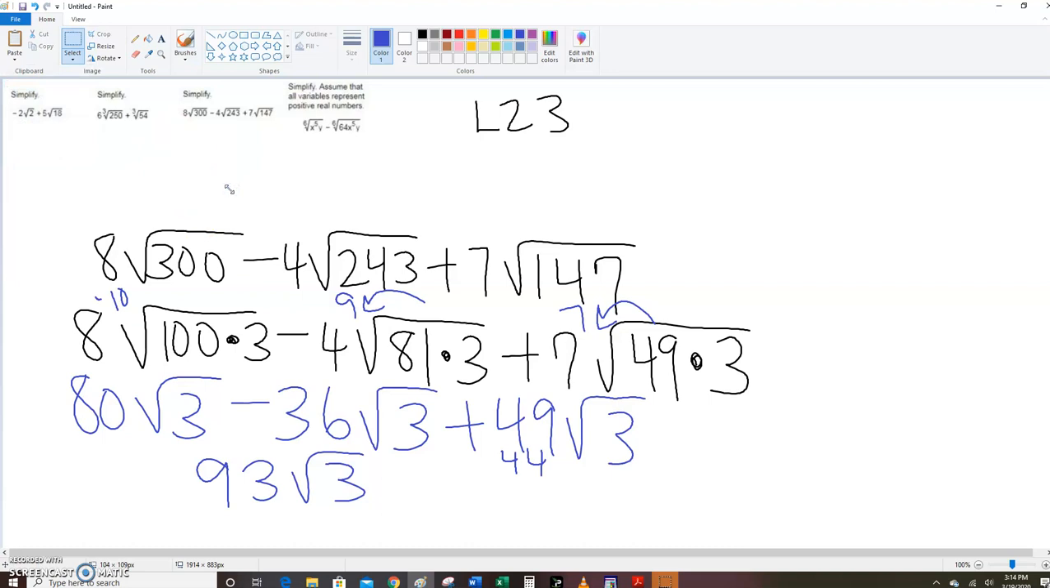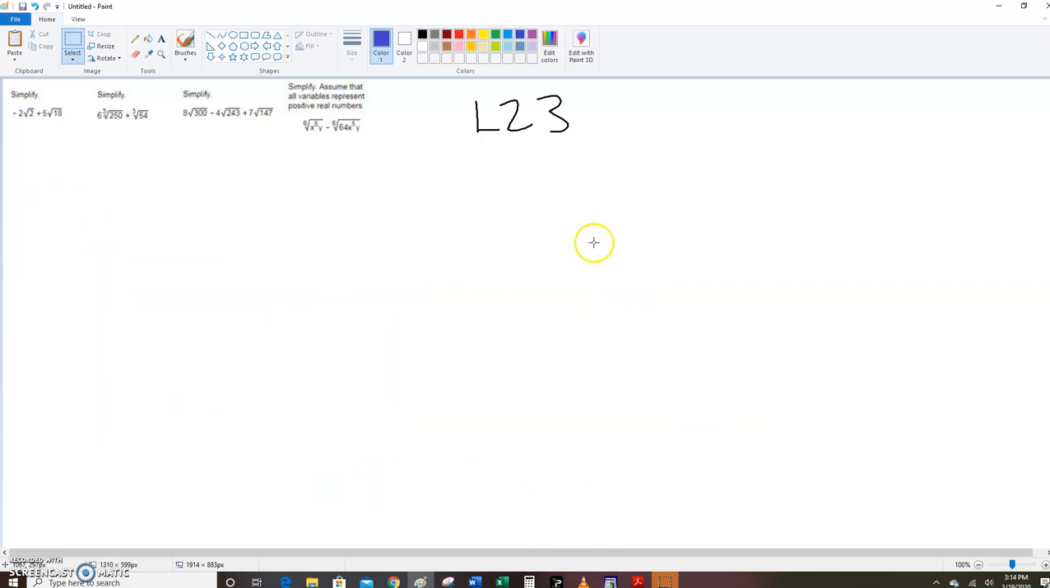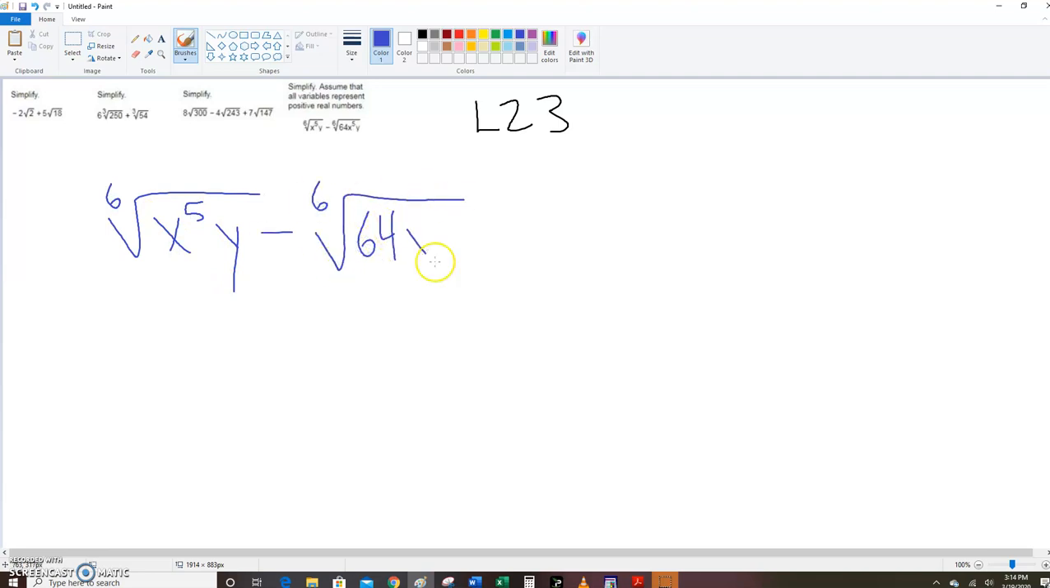Our next example involves both numbers and variables. We have the sixth root of x to the fifth times y minus the sixth root of 64 x to the fifth times y. We can't break down the letters because if the inside exponent is less than the root, then your letter is already in simplest form. So we can bring down the first part.